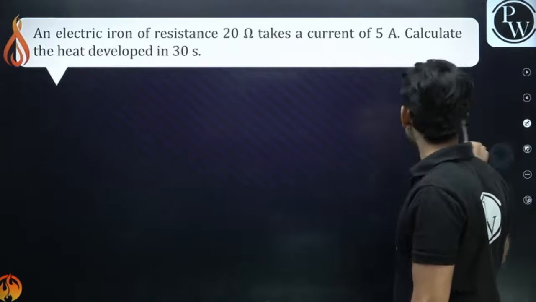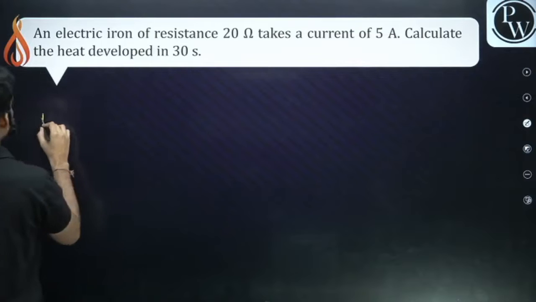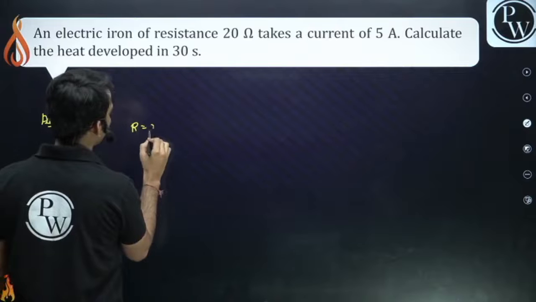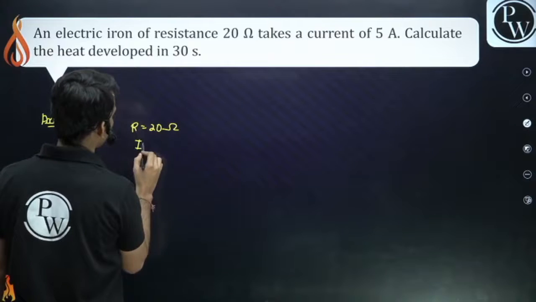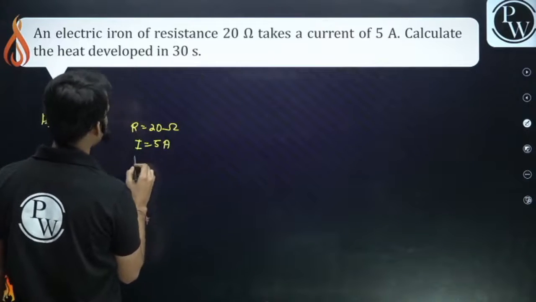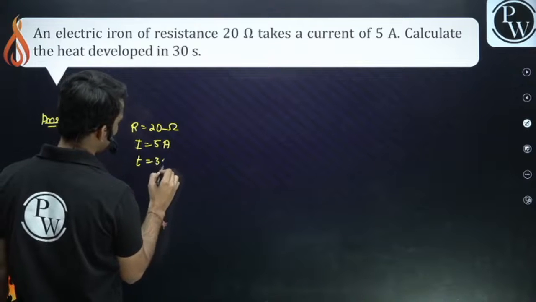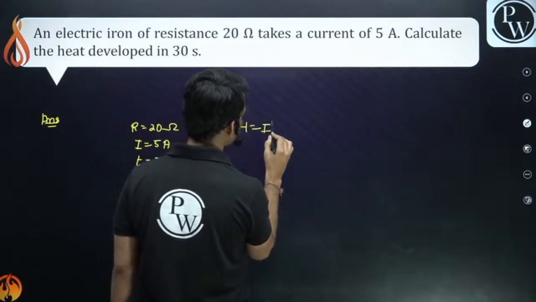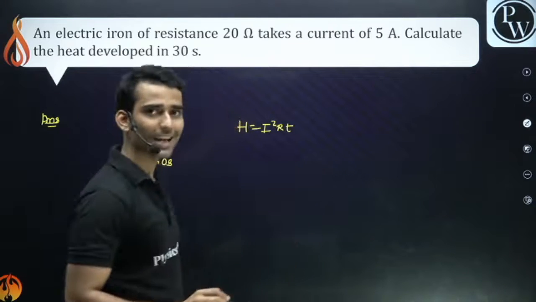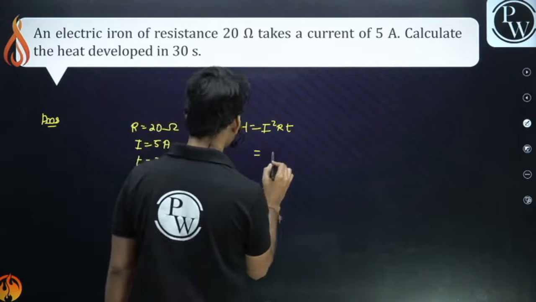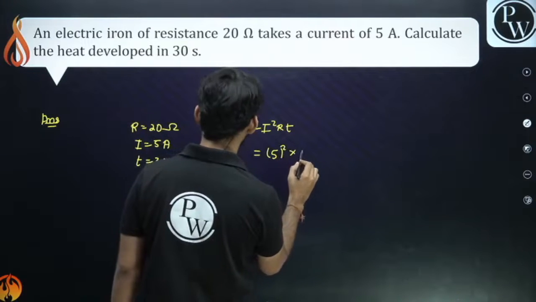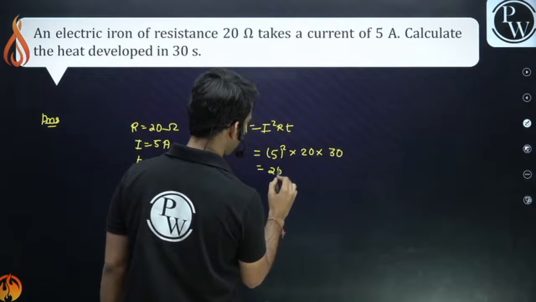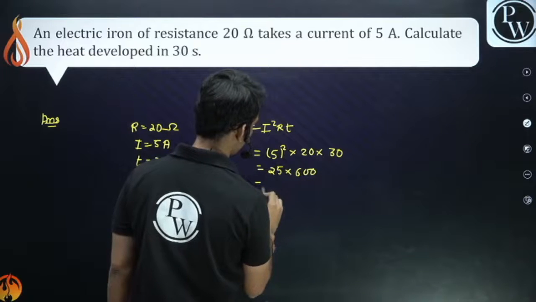Now let's do a numerical on this, guys. Just pause the video and calculate this. We have a resistance of 20 ohms, current is 5 ampere, and find the heat developed in 30 seconds, right guys? So what is H? H is nothing but I square RT. So I square, that is 5 square, into resistance 20, into time 30. So 25 into 600. This would be how much guys?